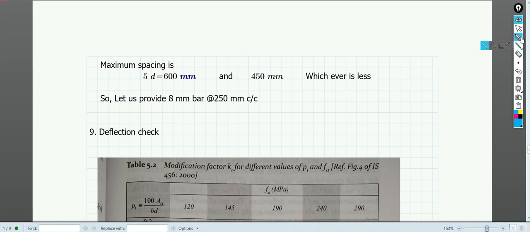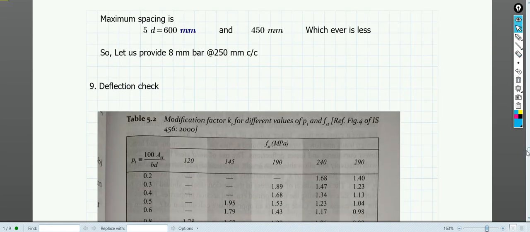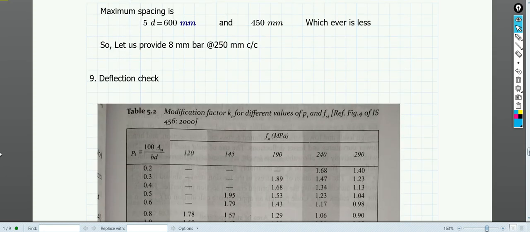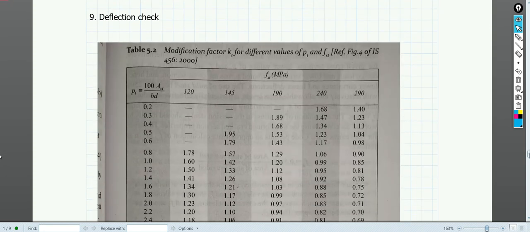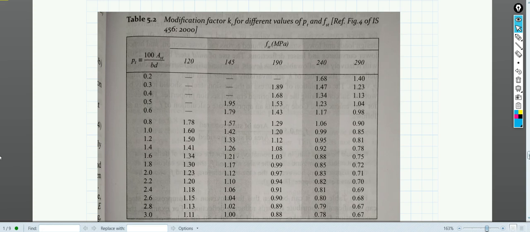And I hope you can do that by yourself. Then we have to do the deflection check. So far, for the deflection check, we have only taken the particular graph that is given in IS 456, but there are some tables also available.